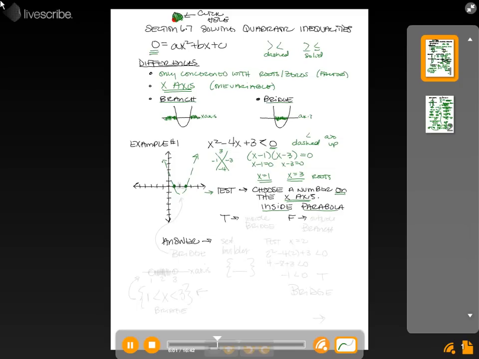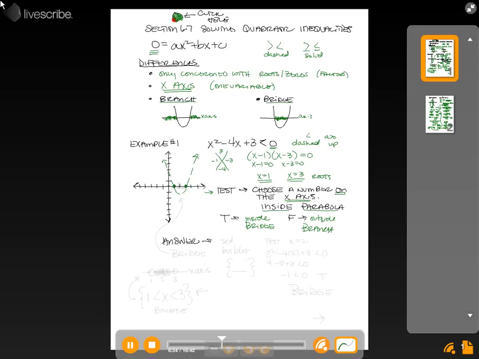Okay? If it's true, then, when we plug our number in, again, we only have to pick an x-axis value because we only have one variable. We only have x. So we're only going to pick an x value to test here. If it makes it true, then we're going to go with the inside, which means we have a bridge. Okay? Means we would shade in the inside of the parabola on the x-axis, giving us a bridge. If it's false, then we'll shade the outside of the x-axis, and that gives us a branch.